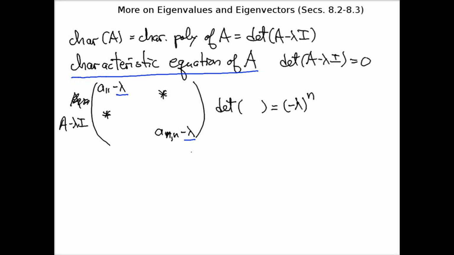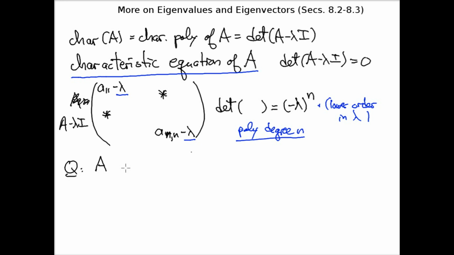And then all of the other terms involve products of lambdas, but lower order. Lower order in lambda: lambda to the n minus 1, lambda to the n minus 2, and so on. So that's what I mean by saying it's a polynomial of degree n. Okay, so let's go back to our question.